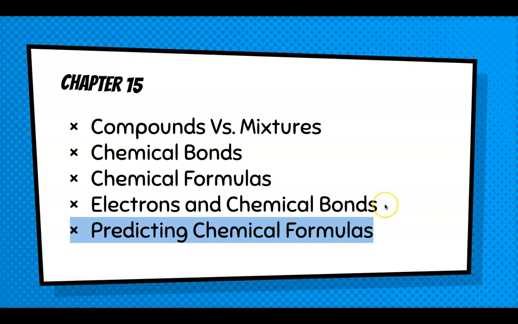And then we talked about electrons, mainly the valence electrons and their role in chemical bonding. That octet rule, remember the 8 electrons. And today we're going to start predicting chemical formulas.